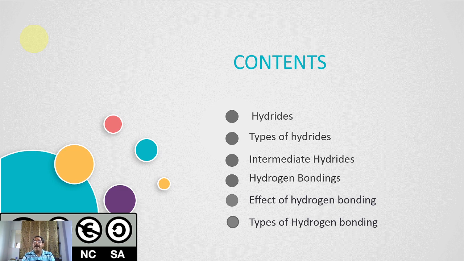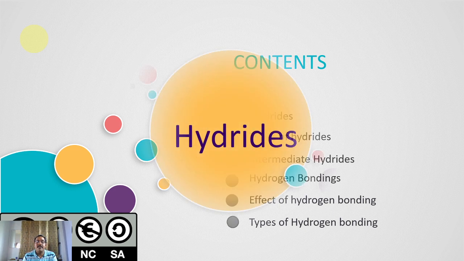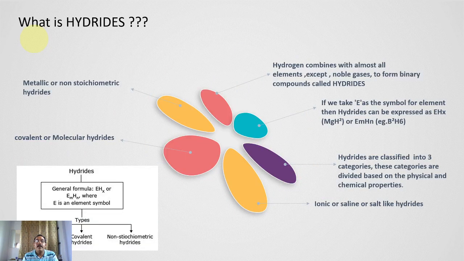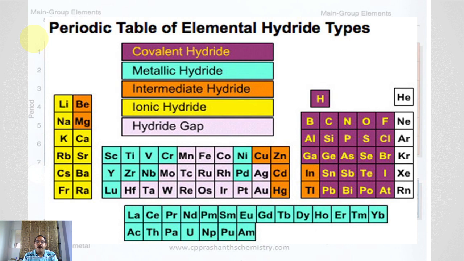Come, let us go to hydrides. You know that hydrides are compounds formed with hydrogen. Normally, there will be two elements, out of which one is hydrogen. Last class I described these hydrides, and we have seen the types of hydrides. We have four types of hydrides. Last class we have seen ionic hydrides, covalent, metallic, intermediate.